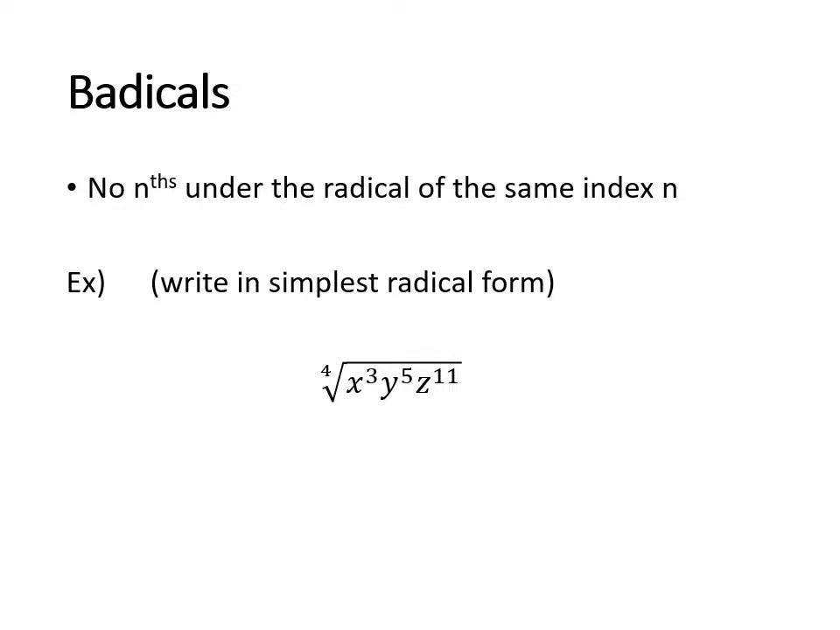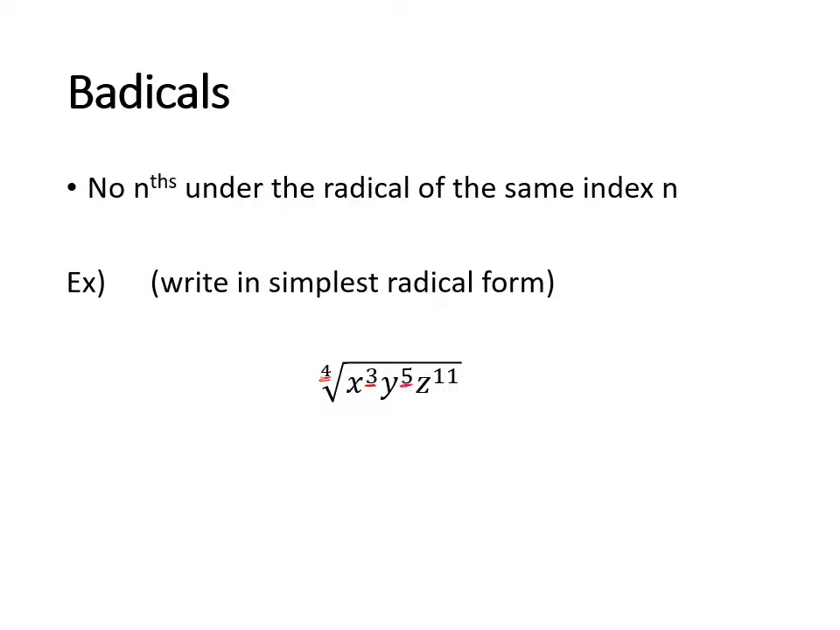So let's deal with nth roots and putting something in simplest radical form. So we know that if this exponent is greater than or equal to this index, some part of that variable in the radicand can be pulled out. So x cubed cannot be pulled out here at all. There's no x's that can come out.